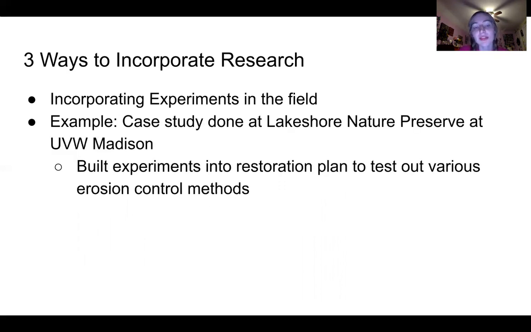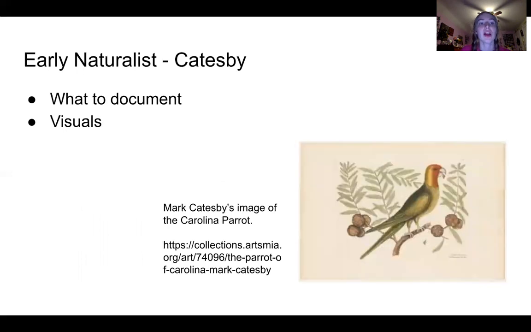Incorporating experiments in the field. An example of this was the Lakeshore Nature Preserve at UW-Madison in Wisconsin. They were able to have the time and money to build in experiments on erosion control and then plan them out and test them and then be able to publish that information so other people could access it.